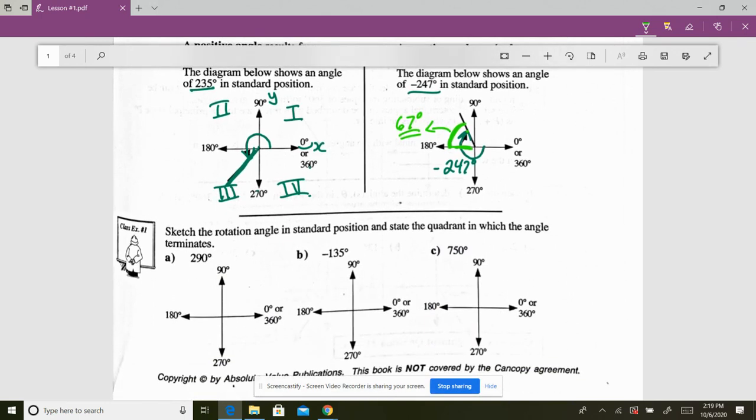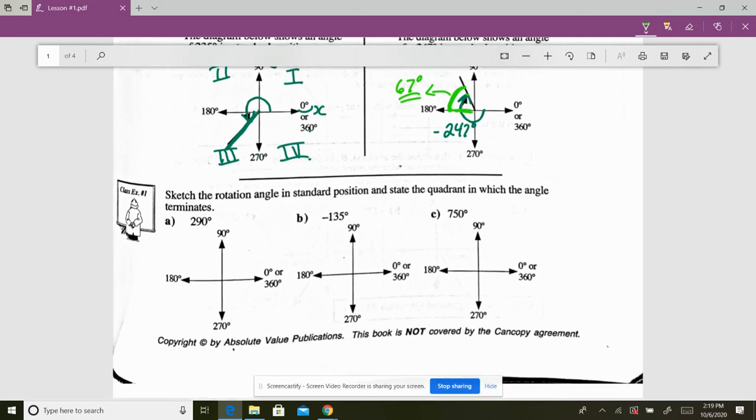Okay, so tell me where we end up for each of these rotation angles. 290 degrees, which quadrant will we finish in? Which one? Quadrant 2? Quadrant 4, right? 290 is positive, so we're going all the way around to there. What's this angle here? If it's 290 to here, that is 20, right? Because we went 20 degrees past 270.